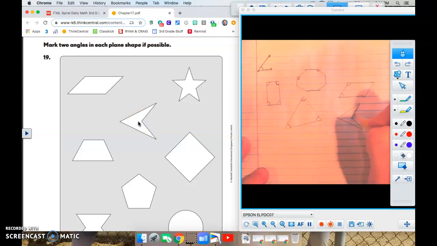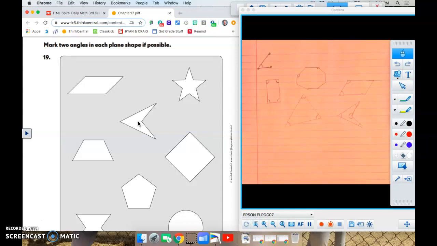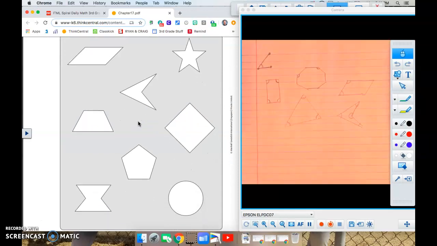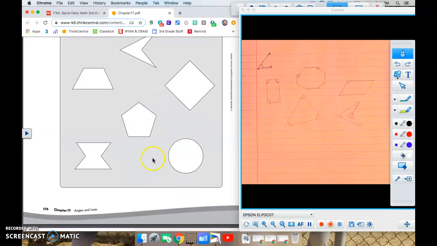I should make that straighter, right? But there's an angle there, angle there, angle there. And this is also an angle that goes all the way around. It's more than what we're used to kind of seeing. You can see there's tons of angles on all of these.